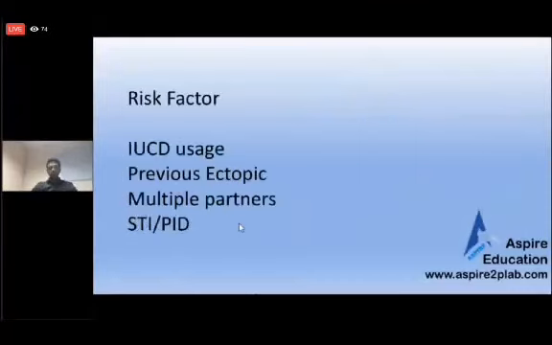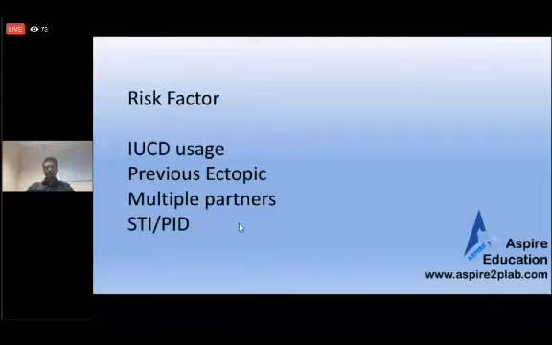What are the risk factors for ectopic pregnancy? So we have just spoken, multiple partners, STIs, PIDs, previous ectopic pregnancy, IUCD usage. So all these things can be risk factors for ectopic pregnancy.